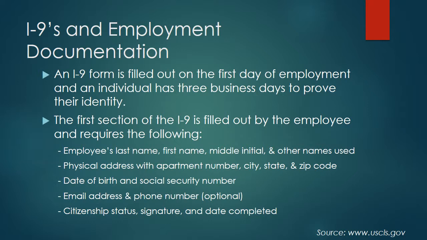Section 1 of the I-9 form is filled out by the employee and includes the following: the employee's name, their physical address, date of birth, social security number, the option to put down an email address and/or a phone number. They're required to provide their citizenship status, their signature, and the date that the form was completed. The form must be filled out by the employee carefully and completely.